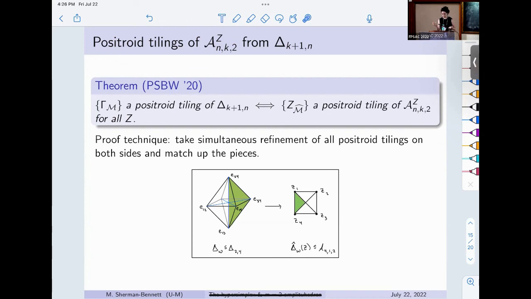Oh yeah, I should also say the simultaneous refinement of all positroid tilings on the hypersimplex side is actually just a triangulation studied first by Stanley, then Sturmfels, and then by Lam and Postnikov, all in different language. And the maximal simplices in that triangulation are enumerated by the Eulerian numbers. So they correspond to permutations with maybe k-1 descents, something like that. And on the amplituhedron side, that's also what our chambers are enumerated by. So they're in bijection with permutations of n-1 with k-1 descents.